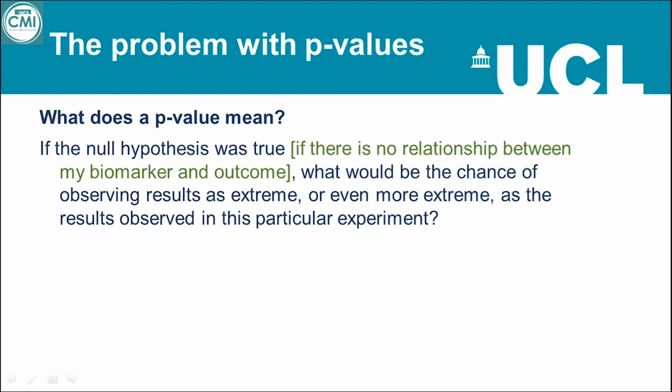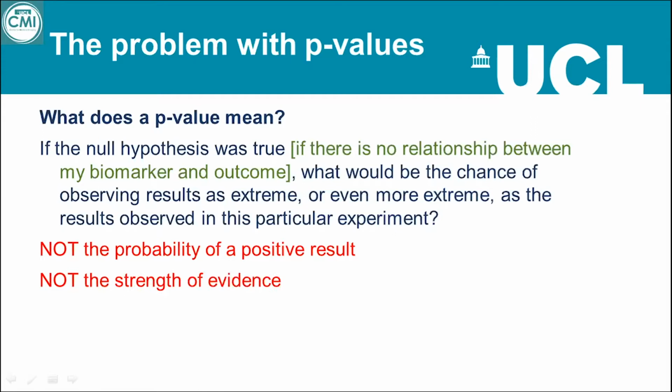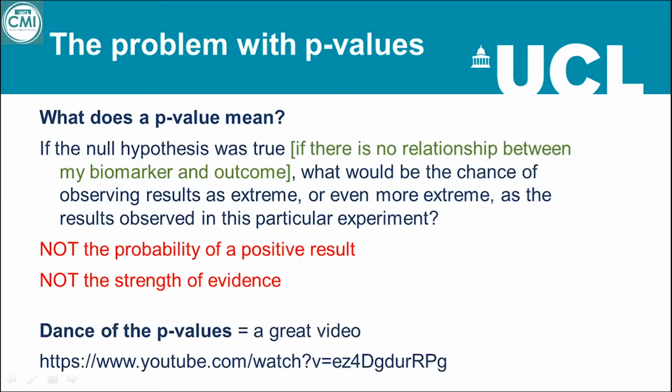If there's no relationship between my biomarker and outcome, what would be the chance of observing results as extreme or even more extreme as the results observed in this particular experiment? That's actually what a p-value means. So it's not the probability of a positive result. It's not the strength of evidence. And it doesn't even stay at a similar value if you repeat your experiment.